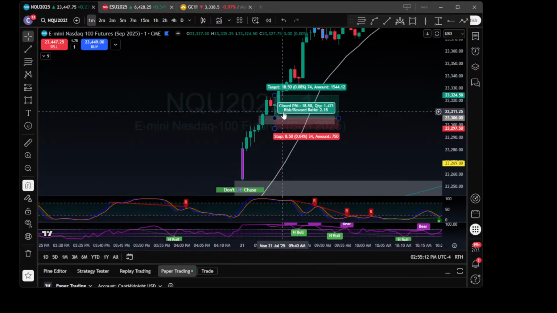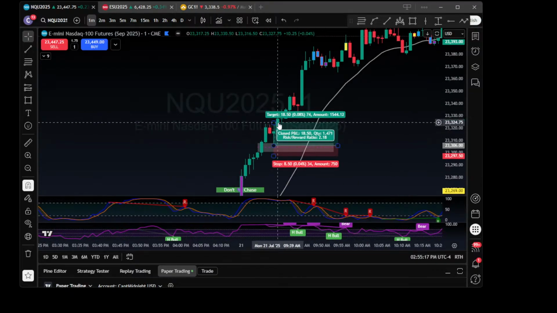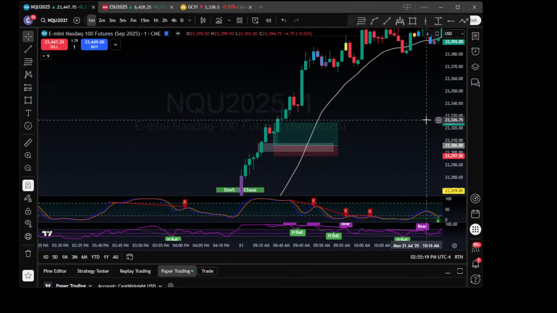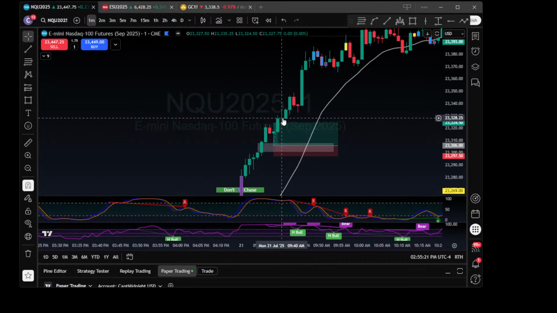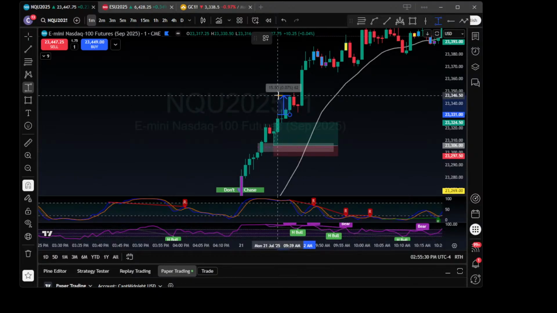You already made your 2 to 1 R, right? Then a lot of people say wait for another swing low, right? But do you really want to give up another 60 ticks? I don't know if I do.